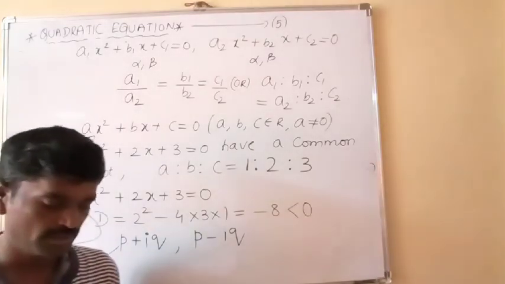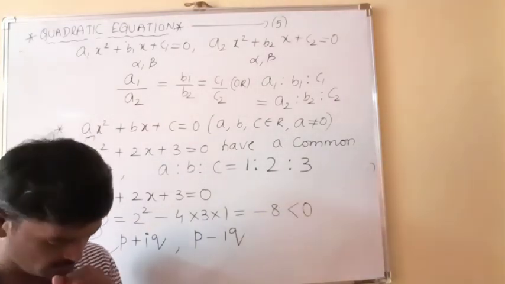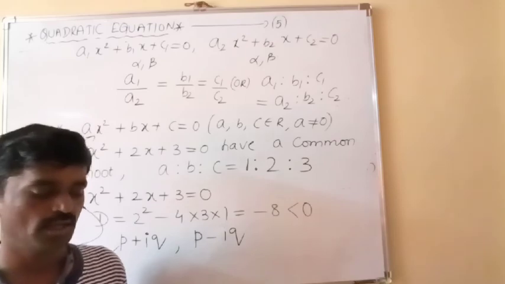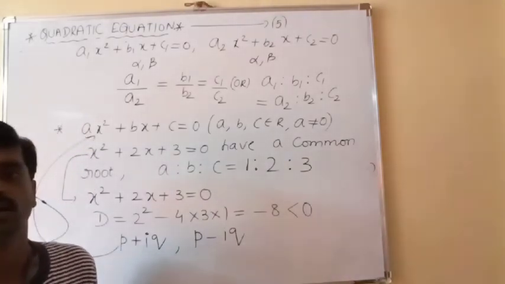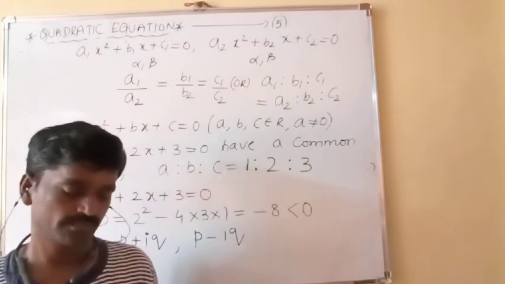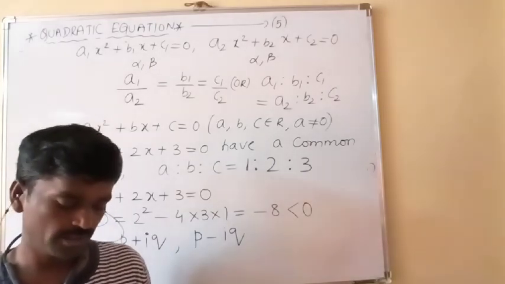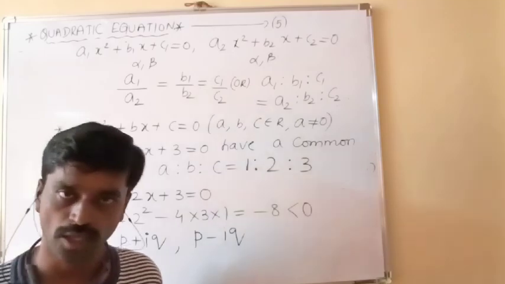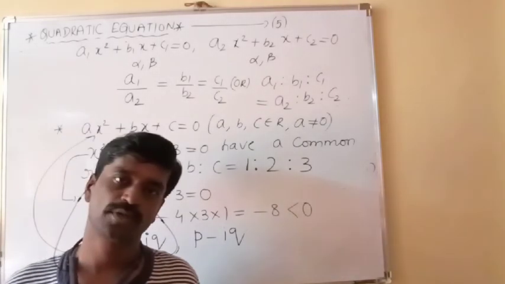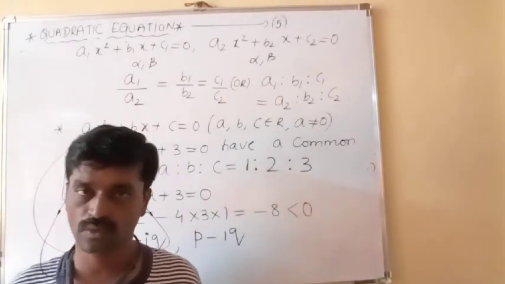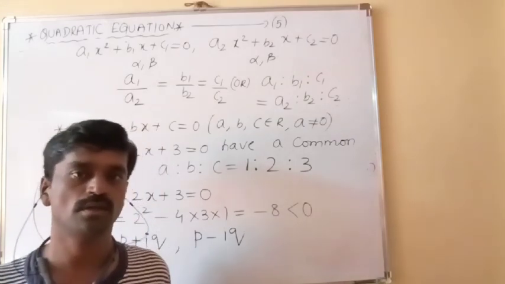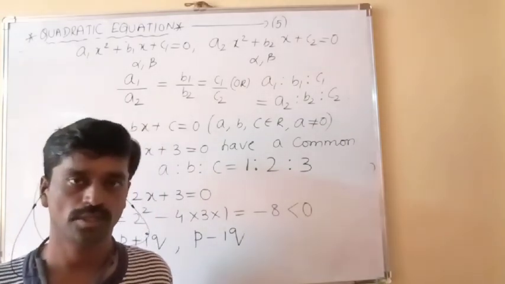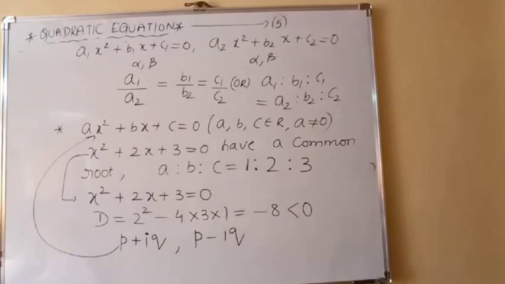Okay, in the next session I'll discuss the location of the roots and how to find the range of functions when they are in the form p of x by q of x, where p of x and q of x both are linear, or both are quadratic, or one of them is linear and the other one is quadratic. Thank you.